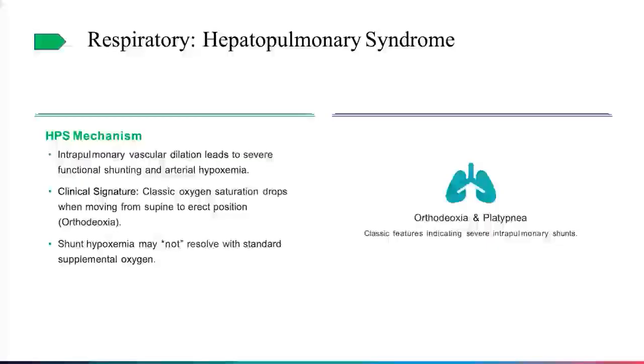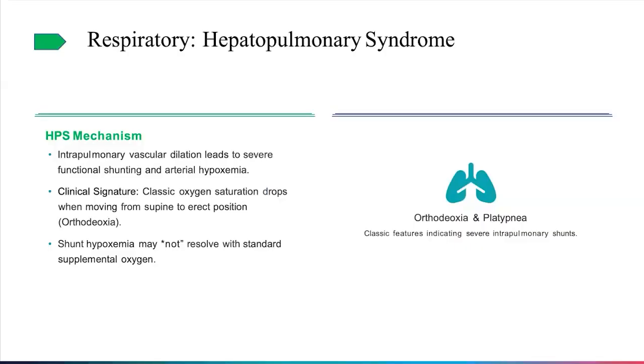One is hepatopulmonary syndrome. In hepatopulmonary syndrome, what we see is the patient's oxygenation is good in the supine position, but when they move to the erect position, there will be hypoxia. The patient will desaturate. We call it orthodeoxia. Right? As with the systemic vasodilatation, there will be vasodilatation in the lung as well. There will be intrapulmonary vascular dilatation. Right? So the blood flowing through this vascular dilatation will not get oxygenated. So we call them shunts.